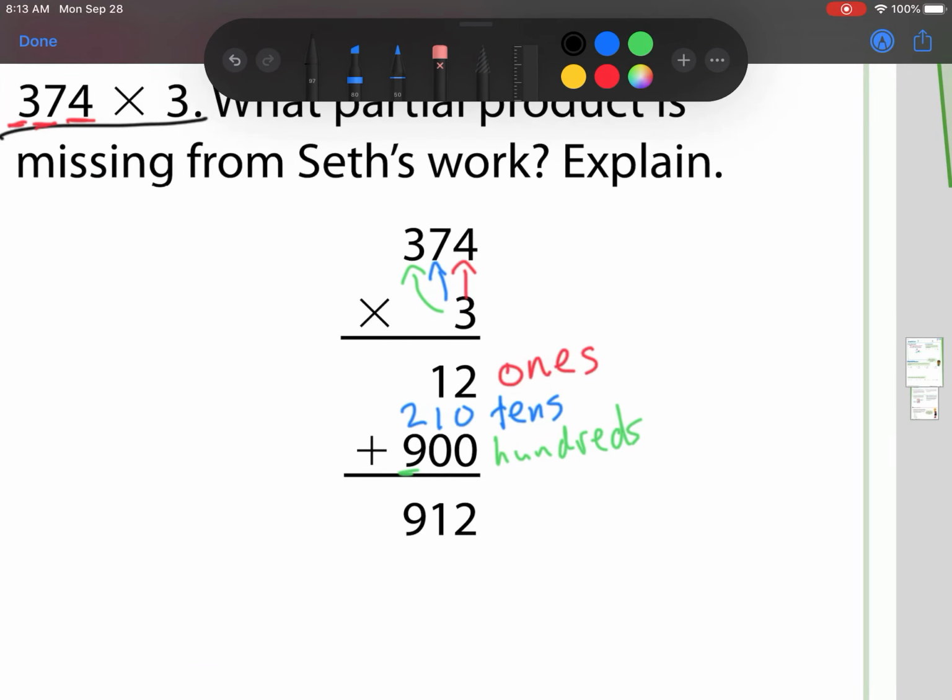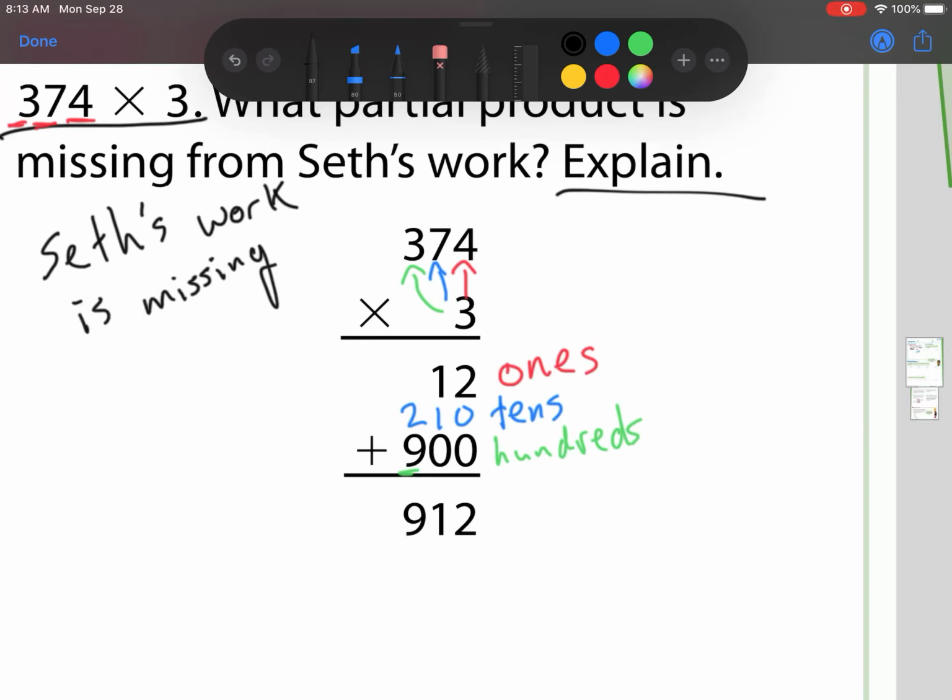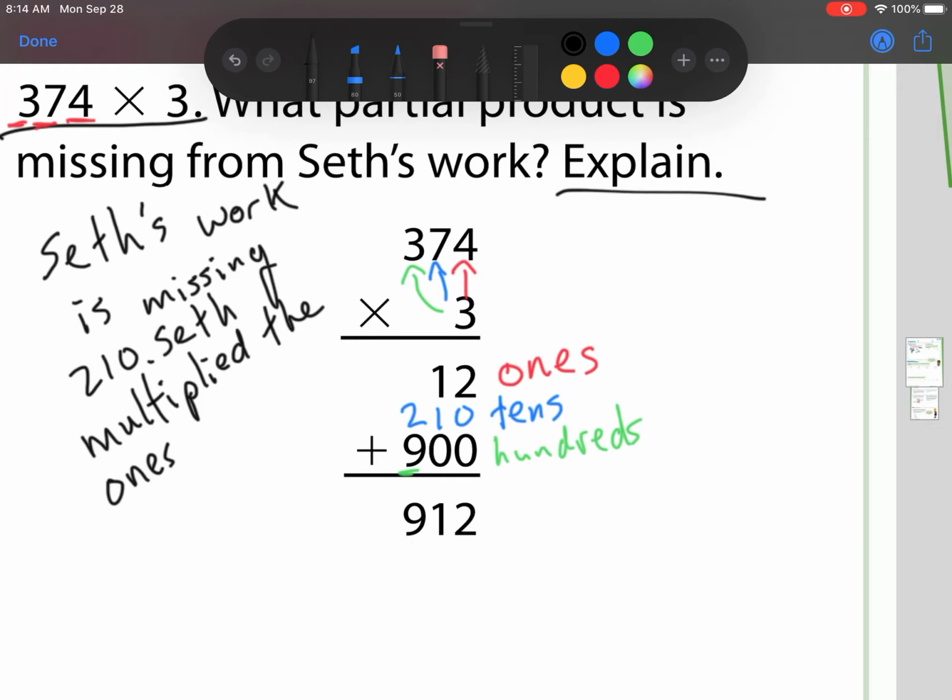So now it says we need to explain, which is always our favorite part. So we're going to put Seth's work is missing 210. Seth multiplied the ones and tens. Oh, I'm sorry, not ones and tens, ones and hundreds. But did not do what? He didn't multiply the tens place value.